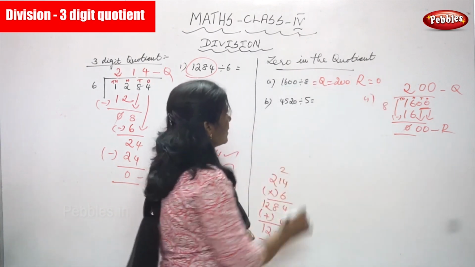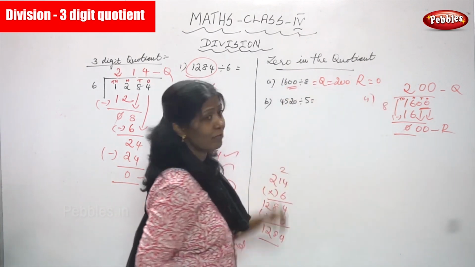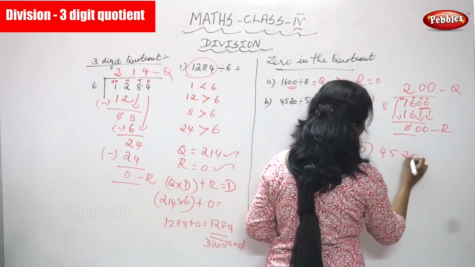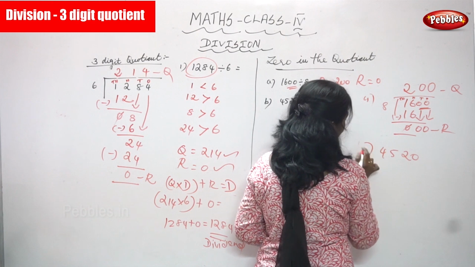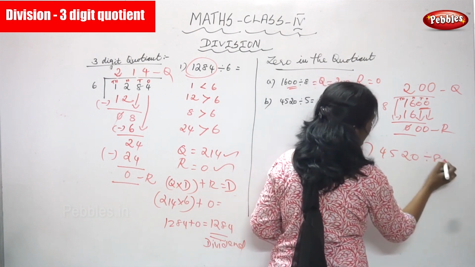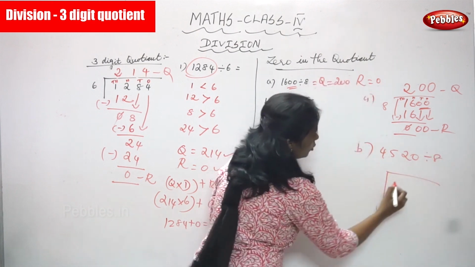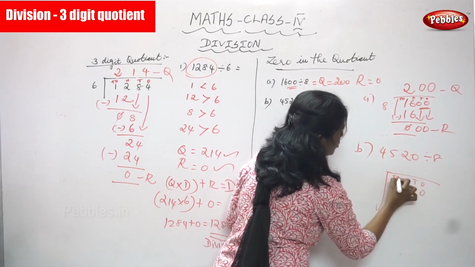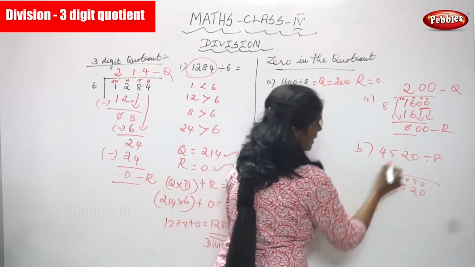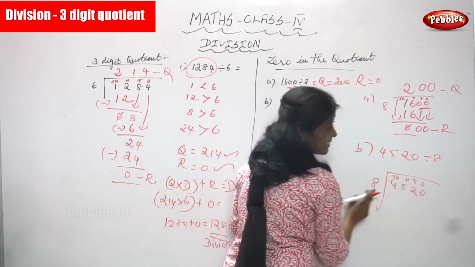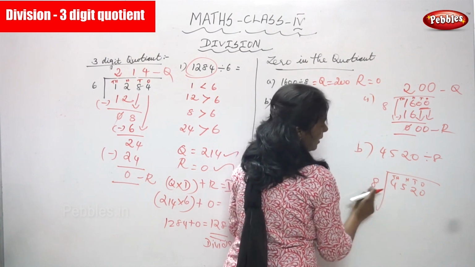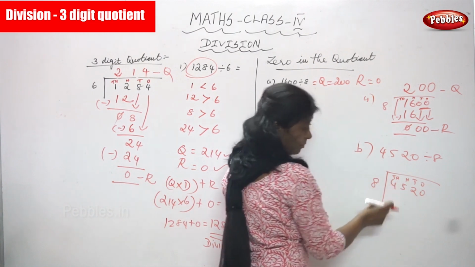Next number: here there were 2 zeros, here only 1 digit is 0. That is the B sum we are going to solve. 4520 is divided by 8. I am going to solve the problem. 4520: ones, tens, 100, then 1000. You have to write the place values first. This is a 4-digit number, this is a single-digit number. This is the dividend and this is the divisor. So compare first, start with the 1000.